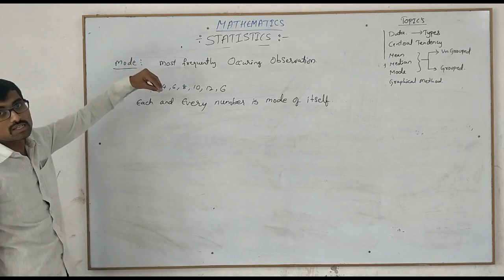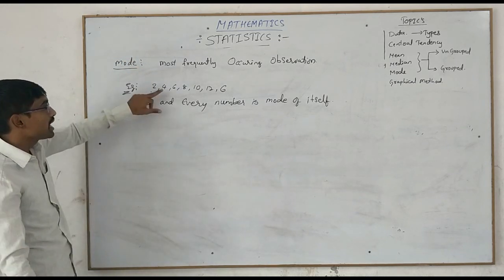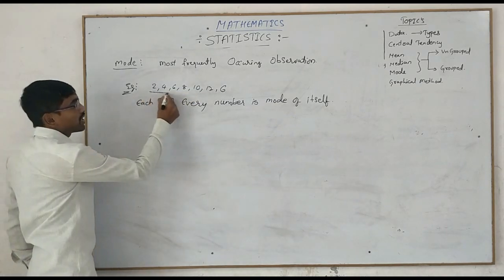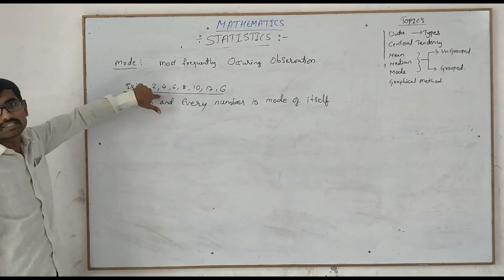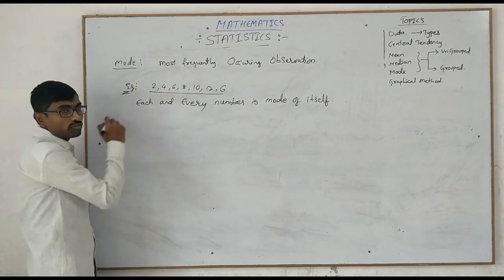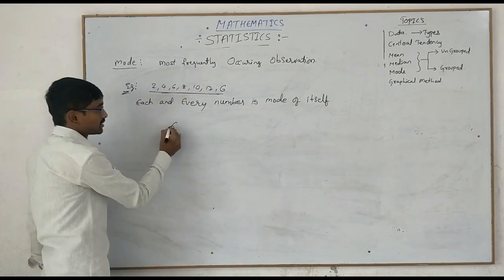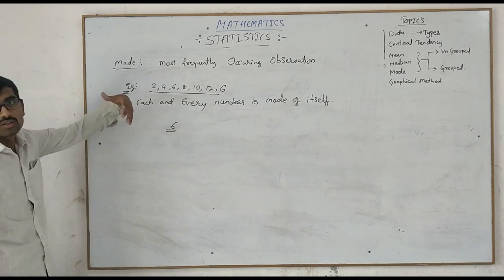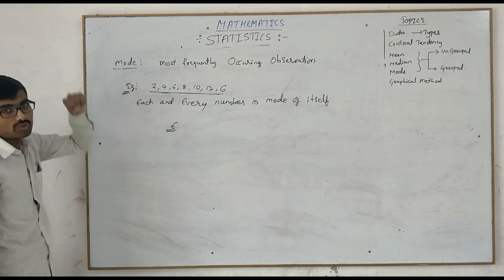Here I have to check whether any observation is occurring most frequently or not. Here 6 is repeating 2 times. So 6 is occurring 2 times. Therefore the mode of this given data is 6. By this we can say that the most frequently occurring observation is the mode.